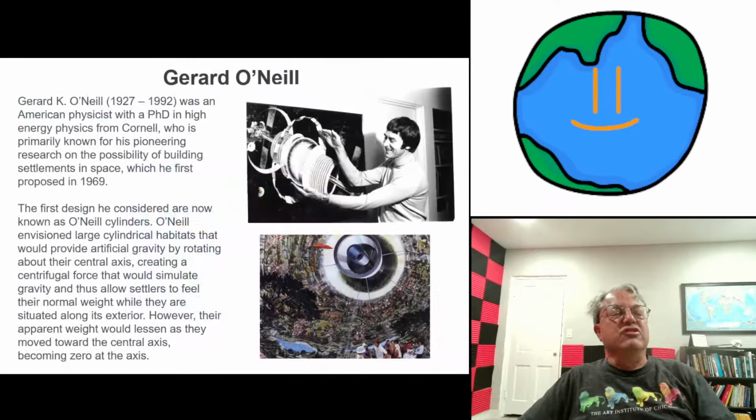Let's begin. So, the main pioneer of building space colonies, I think, was this guy, Gerard O'Neill. I don't know how many of you are familiar with him, but he was an astrophysicist. He had a PhD in high energy physics. He was born in 1927. He died, I believe, in 1992. But he graduated from Cornell. He got a PhD in high energy physics in 1954, and then he became a professor at Princeton University.